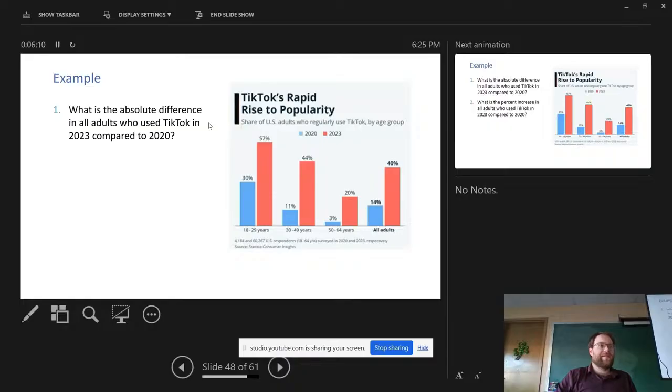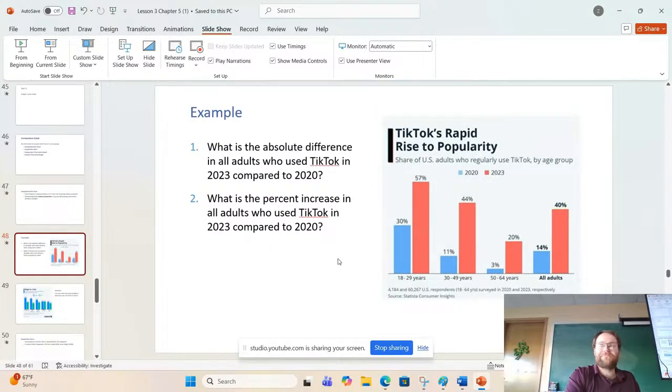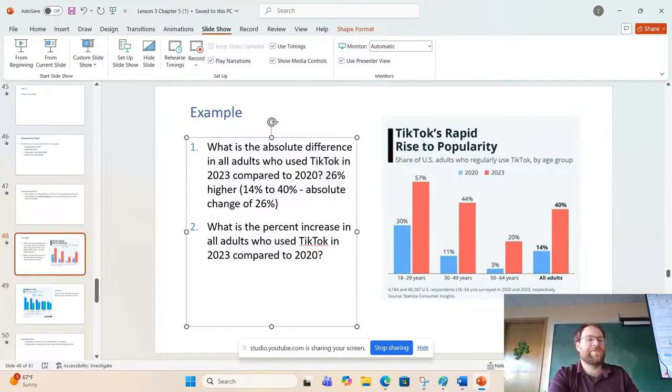There's a significant increase from 2020, like, there's a lot more people using it in 2023. 26%. Yep, this is going to be 26% higher because you're going from 14 to 40%. So an absolute change of 26%. Percent increase, rather.